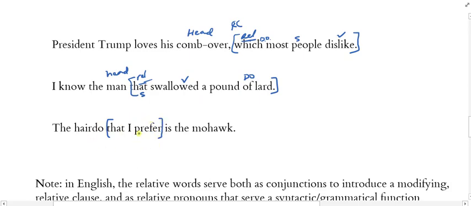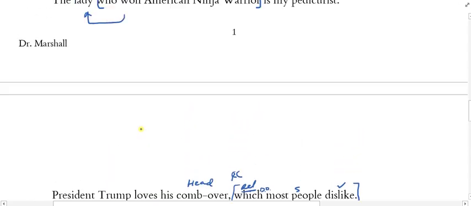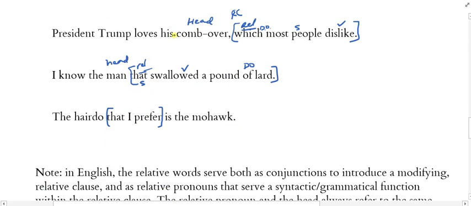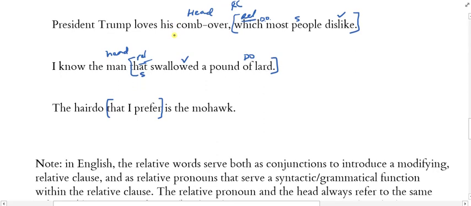And this relative clause, you compare it to this first one. This relative clause breaks up the main clause, right? The lady is my pedicurist is the main clause. The relative clause intervened. In the second two, the relative clause is just tagged on to the end. But over here now, my relative clause is breaking up the main clause. The main clause is the hairdo, subject, is verb, and the mohawk. That's a subject complement, or again, a predicate nominative. The hairdo is the mohawk.